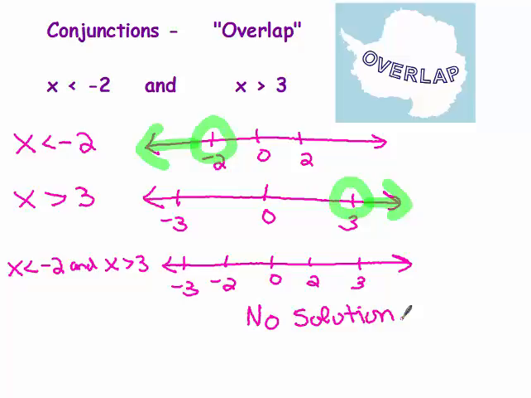If this were a disjunction, you'd have a solution, but because it's a conjunction and we're looking to see where they overlap, this is no solution.